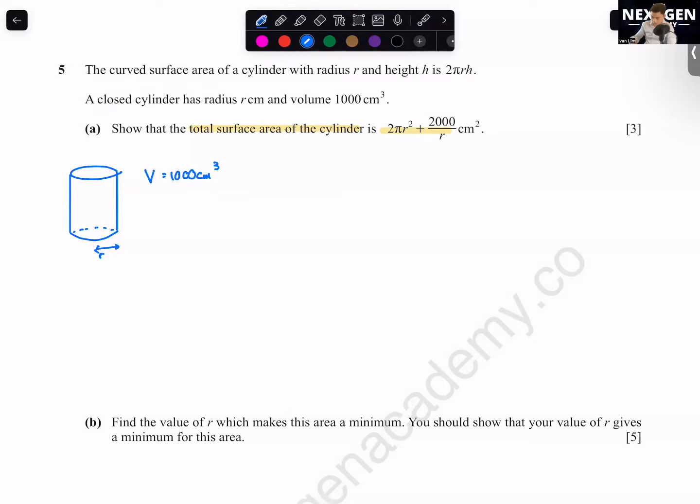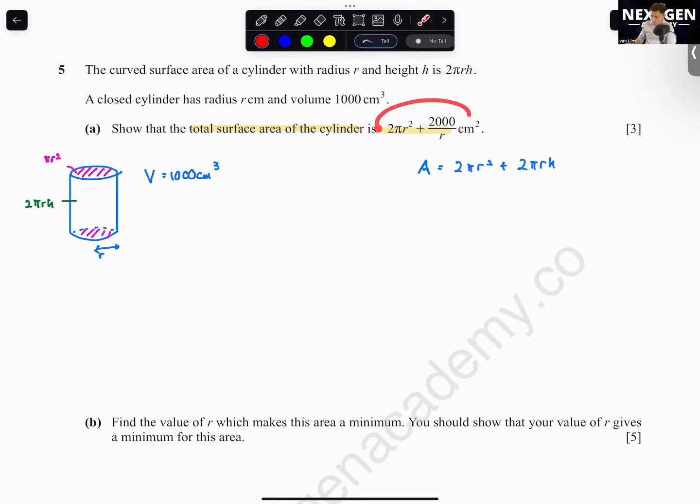What is area first? We write it down on the side here. Area will be your top and bottom. Your top and bottom is pi r squared. Then the side here is 2 pi r h. These are formulas from your mathematics. So you have 2 pi r squared plus 2 pi r h. We look into this equation. What is non-existent here? Height, right? So that means we need to find an expression for height to substitute it.